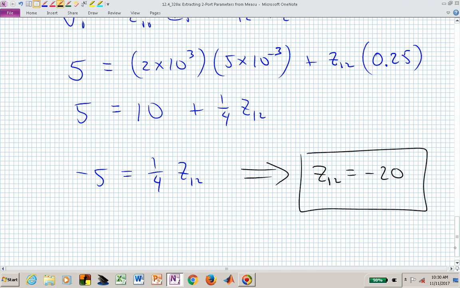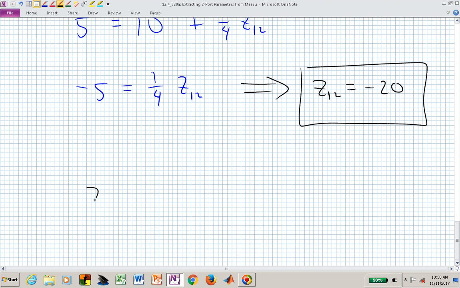We've now determined the Z parameters in this circuit that we maybe didn't want to analyze. It might have had 50 elements. We took a couple of data sets and extracted or identified the appropriate Z parameters.